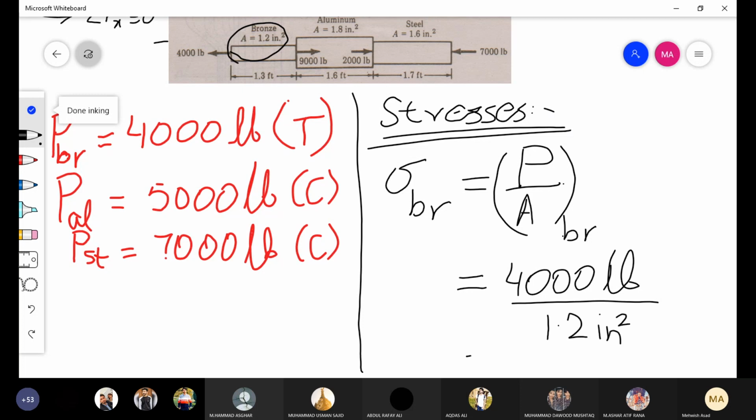inch square. So this is the stress in member bronze or in material bronze. So this is 3,330 psi, pound per inch square. Similarly, we can find out the stresses in all other members. We need to write tension or compression. This is tensile stress in bronze bar. Then we will calculate the stress in aluminum bar and then for the steel bar.